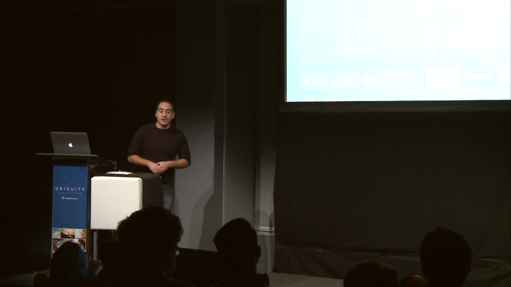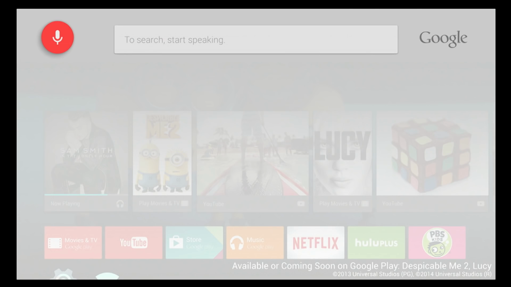Another obvious way to get your content discovered is search. The other central feature of the Android TV home screen is search. And you can actually integrate with search. So if I search for my favorite TV show on the home screen, I can actually see results from your app.